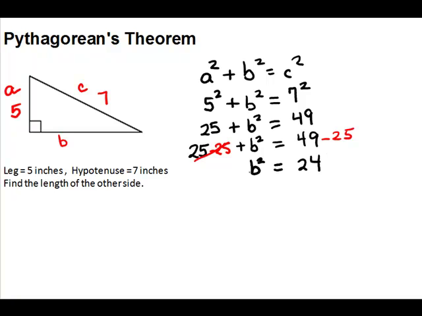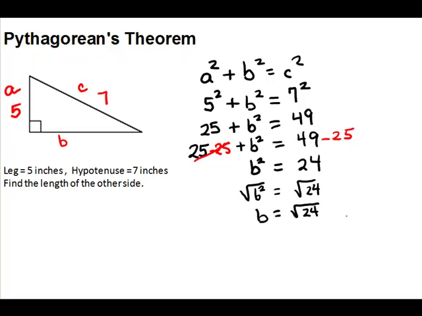Now, we don't want b squared, we want b. So this is where we take the square root. We'll take the square root of both sides. On the left-hand side, the square root of b squared will leave just b. And 24 is not a perfect square, so our exact answer is to leave it in radical form.